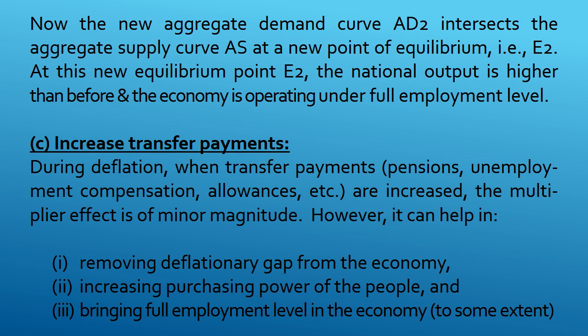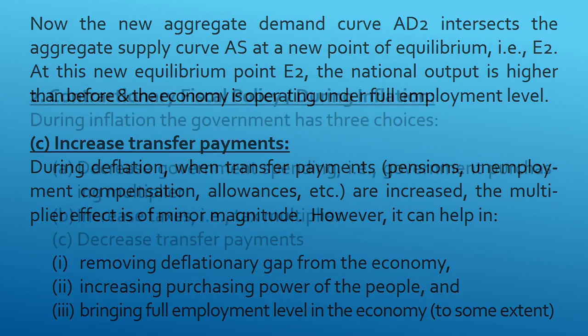C. Increased transfer payments. During deflation, when transfer payments, pensions, unemployment compensation, allowances, etc., are increased, the multiplier effect is of minor magnitude. However, it can help in 1. Removing deflationary gap from the economy, 2. Increasing purchasing power of the people, and 3. Bringing full employment level in the economy, to some extent.